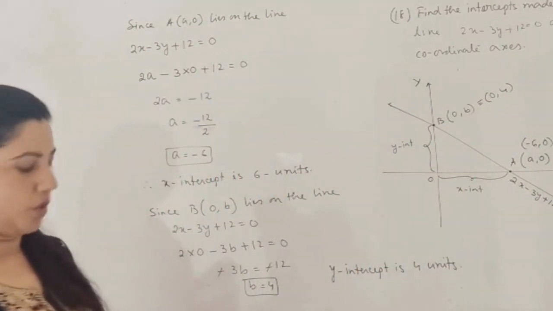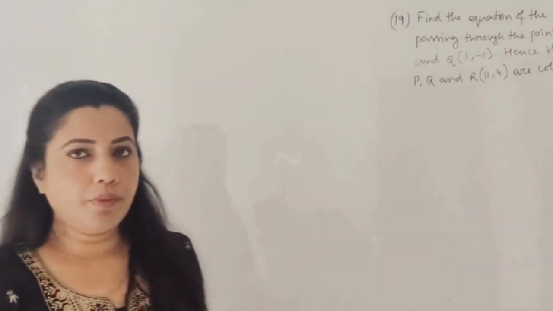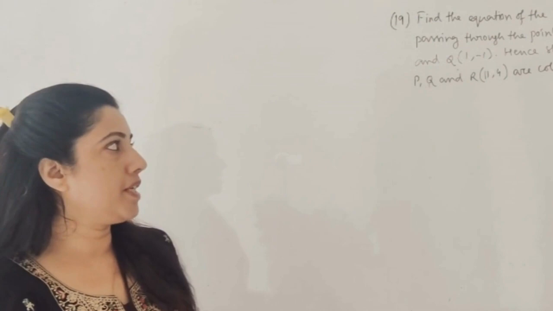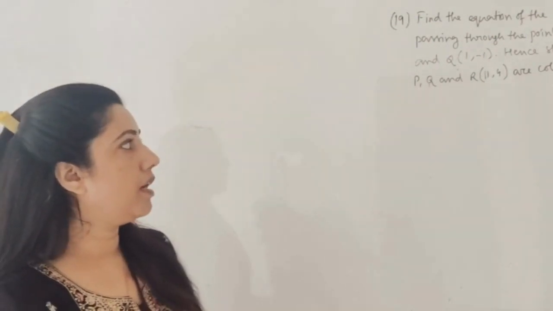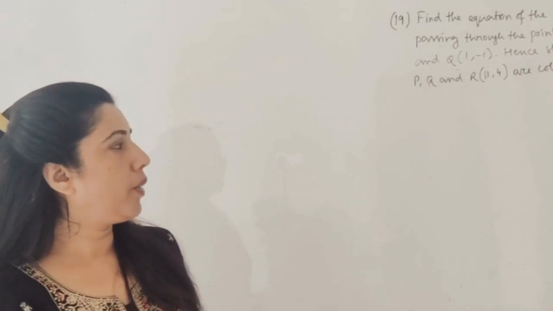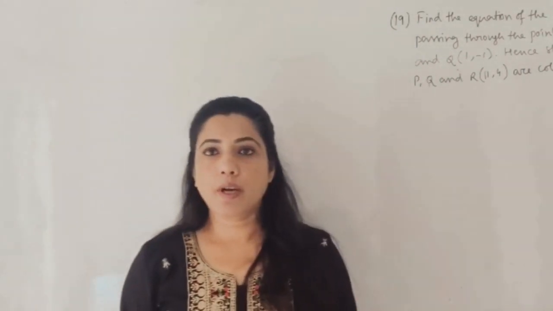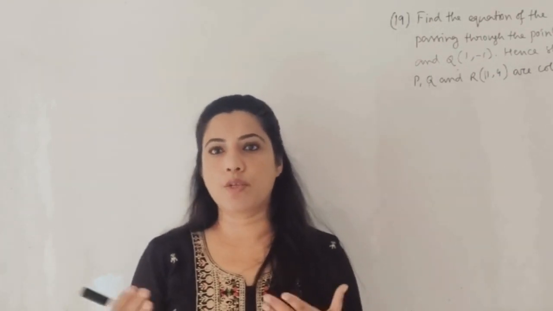Okay, so this way we need to do the 18th question. Let us proceed with the next sum. 19th question. Find the equation of the line passing through the points P(5, 1) and Q(1, -1). Hence, show that P, Q and R, which is (11, 4), are collinear. So again we have been given 2 points, so we can find out the equation by the 2 points form.